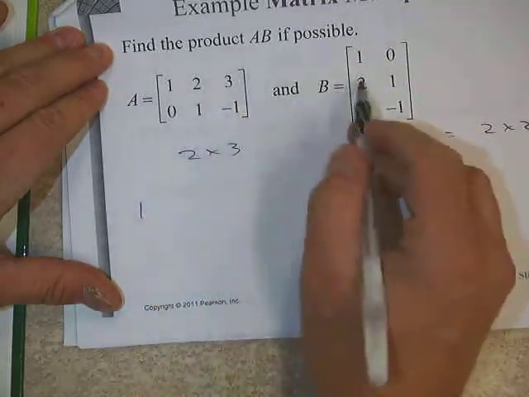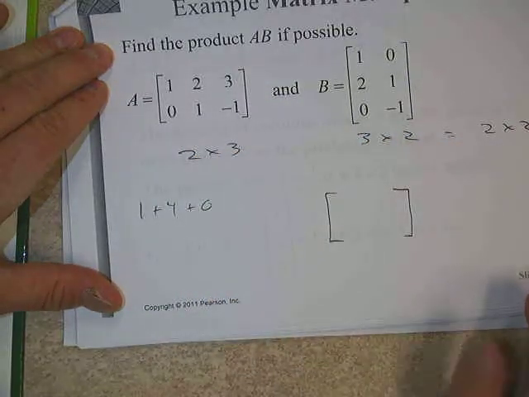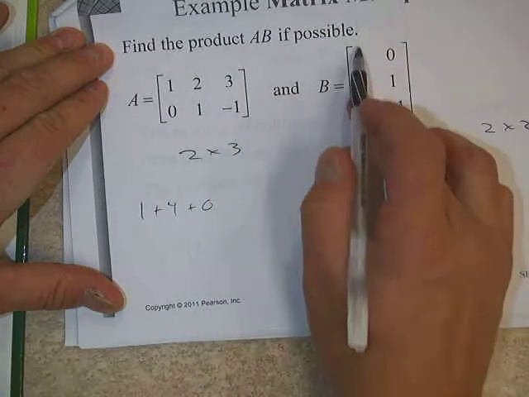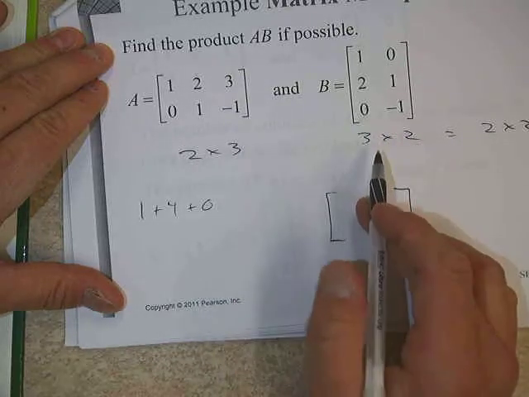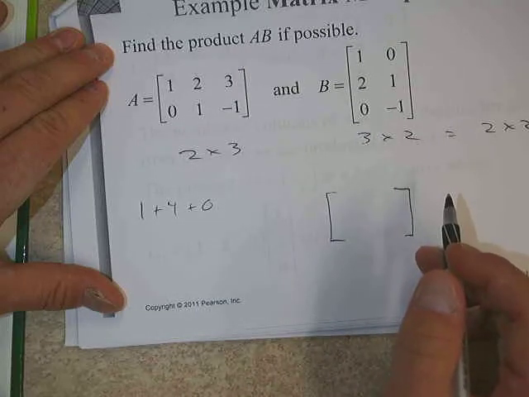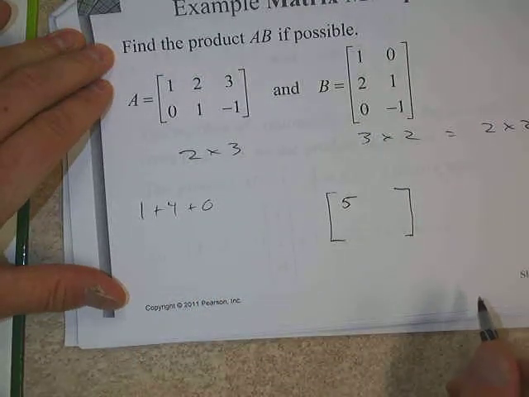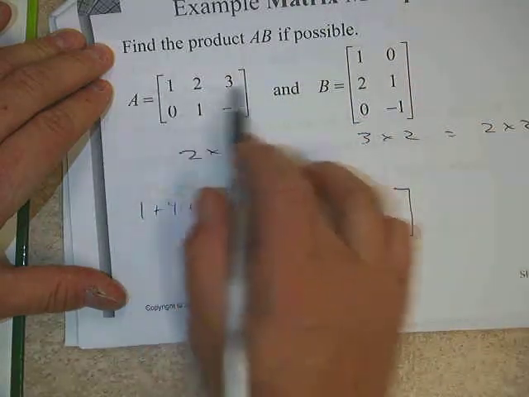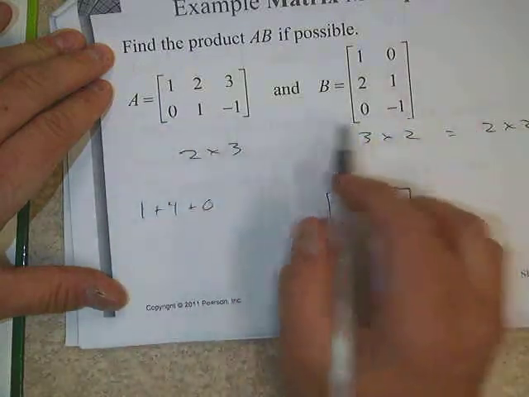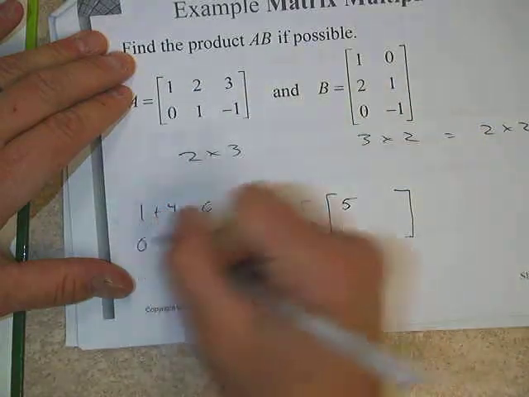And the first entry is always going to be first row times first column. So watch how I do this. My first entry here is going to come from 1 times 1, which is 1, 2 times 2, which is 4, 3 times 0, which is 0, and then we add those all up. So my first entry comes from the elements of the first row times the elements of the first column added together. Fair enough? That's why these two inside dimensions have to be the same, because otherwise there wouldn't be the same amount of numbers to multiply by. So my first entry here is going to be a 5: 1 plus 4 plus 0.